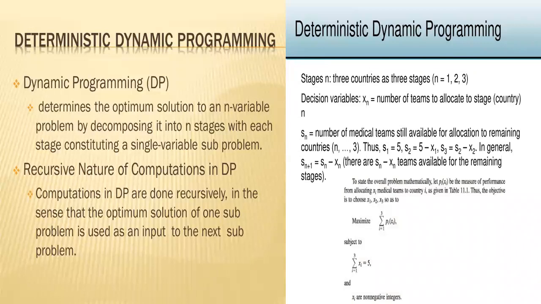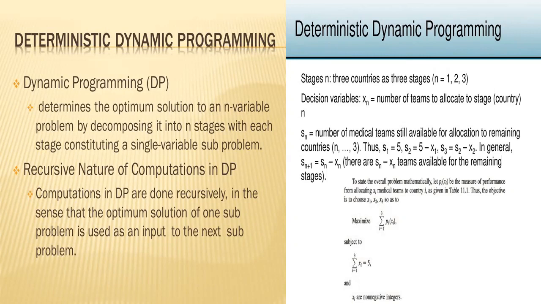Then we will also see deterministic dynamic programming, a type where we determine the optimum solution to an n variable problem by decomposing it into n stages, with each stage constituting a single variable subprogram. The calculations in dynamic programming are done recursively, in the sense that the optimum solution of one subprogram is used as an input to the next subprogram.